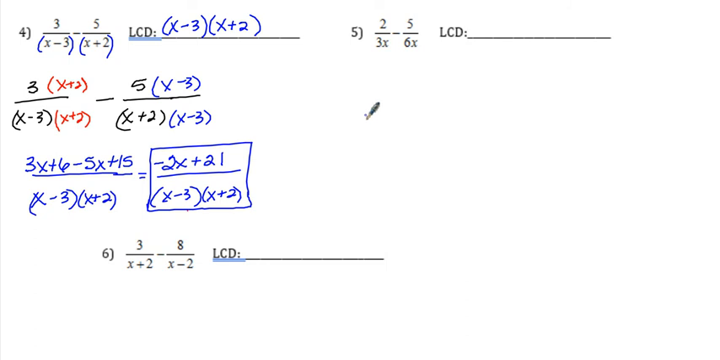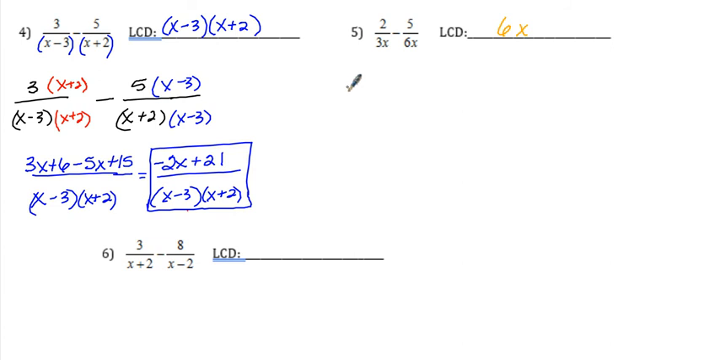All right, let's take a look at number 5. Number 5's lowest common denominator. I see a common x, so that's definitely something there. And then I see a 3 and a 6. So I can get this 3 up to 6 by multiplying it by 2. So my lowest common denominator for this one is 6x.